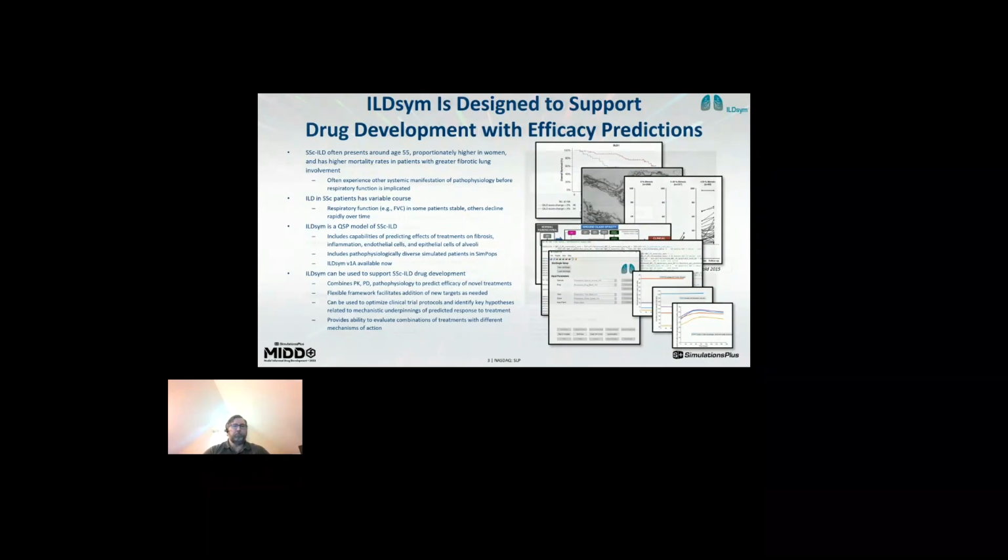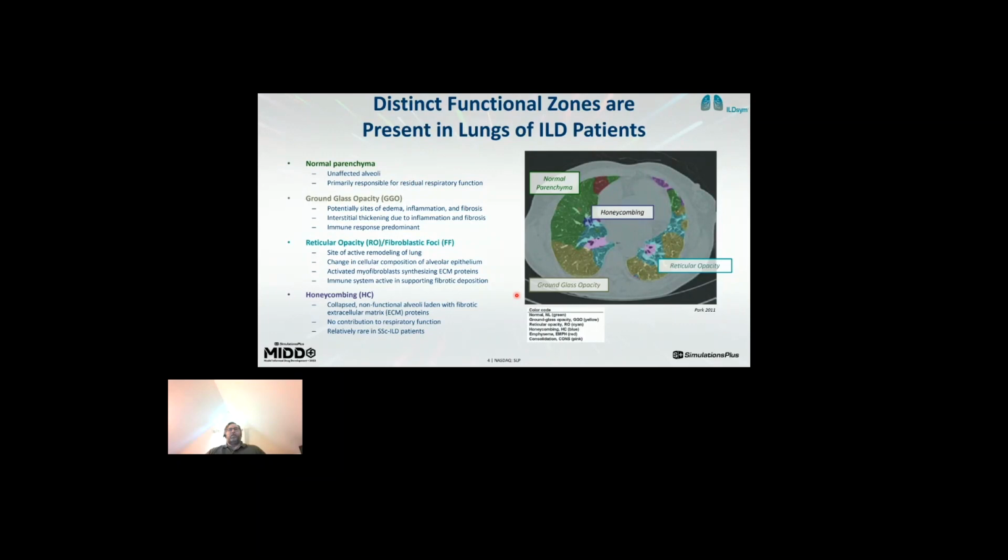So let's start digging into the pathophysiology itself. In terms of the things going on in the lung, we're looking at areas of normal lung. Patients do have capacity within their lung, and that's what's responsible for the residual respiratory function. Then patients have areas of what are called ground glass opacity, and then reticular opacity, or, if you're in the idiopathic pulmonary fibrosis area, those reticular opacity areas would be called fibroblastic foci.